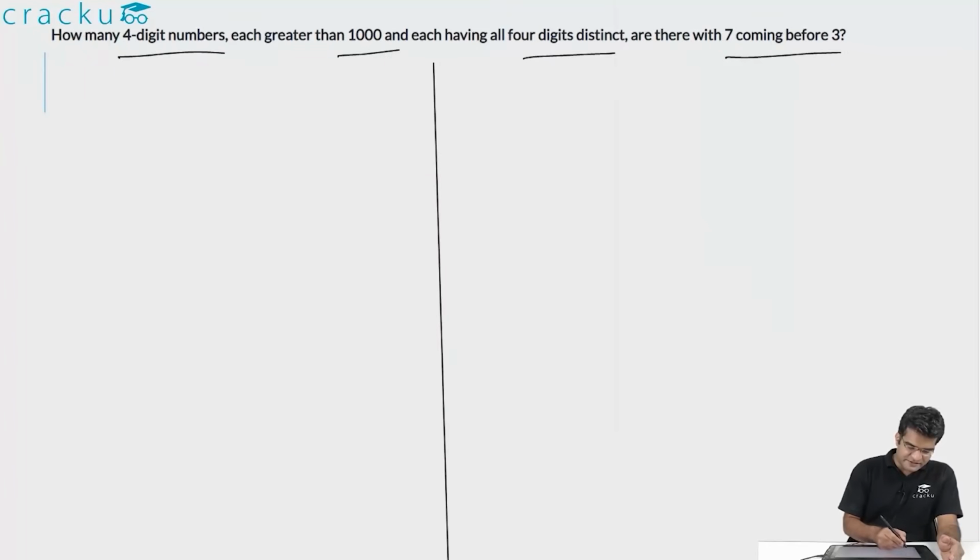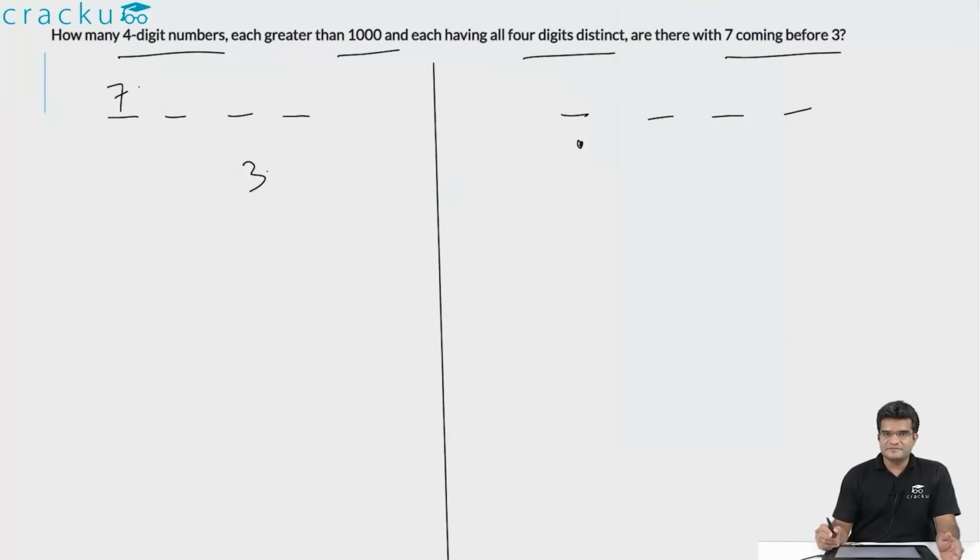We have a 4-digit number. Now the first case is that the first digit is 7 and 3 comes somewhere in the remaining 3 digits, and the second case is that the first digit is not 7, and because 3 cannot come before 7, the first digit cannot be 7 or 3, it is some other number, and 7 and 3 will come in the 3 remaining digits.